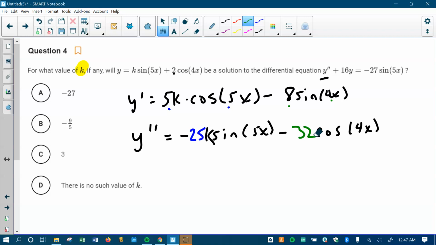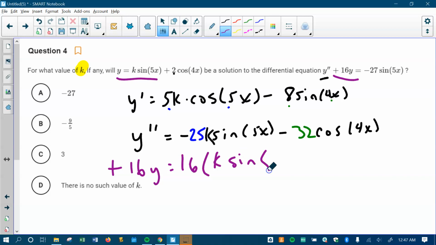Now what it says is that if I add 16y, so let's go and add 16y. So we're going to add 16 times this y. So 16 times k sine of 5x plus 2 cosine of 4x.